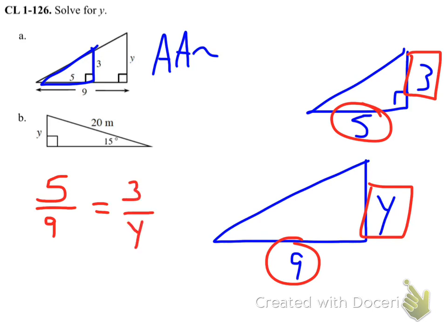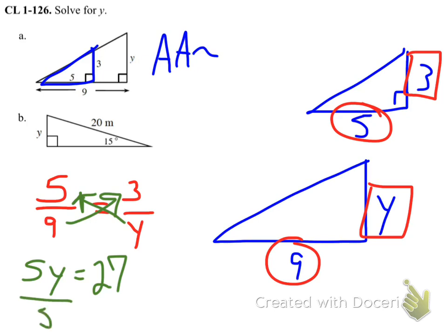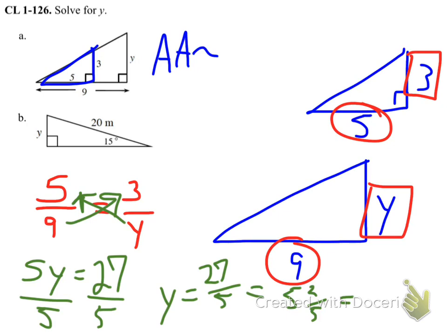Now I have this proportion. I'm going to multiply y times 5, cross multiply there, and 9 times 3. So I'm going to get 5y equals 27. And then I divide both sides by 5. And I'm going to get y to equal 27 over 5, which is 5 2/5, or 5.4, whichever way you wanted to write your answer.